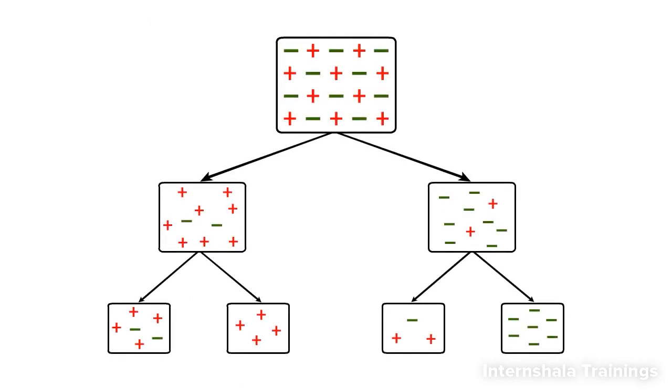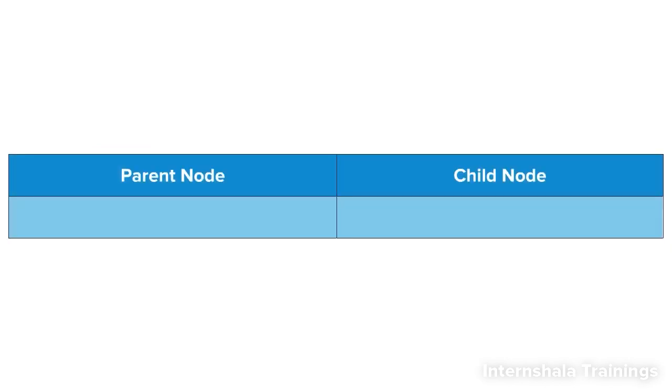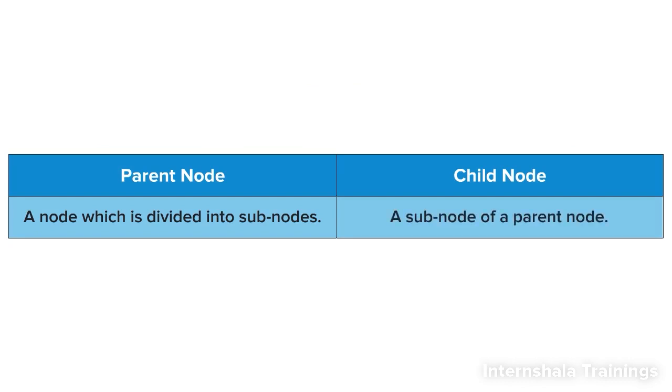A subsection of the entire tree is known as a branch or a subtree. So in this example, there are the two branches or subtrees of our initial complete decision tree. Finally, we have parent and child nodes. A node which is divided into subnodes is called parent node of subnodes, whereas subnodes are the child of parent node.